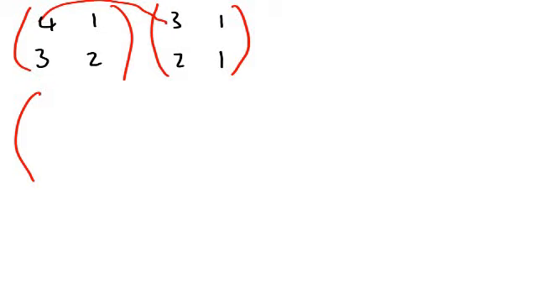4 times 3, that's 12. 1 times 2, that's 2. So we have to add them together. So we have to repeat it again for the second column.